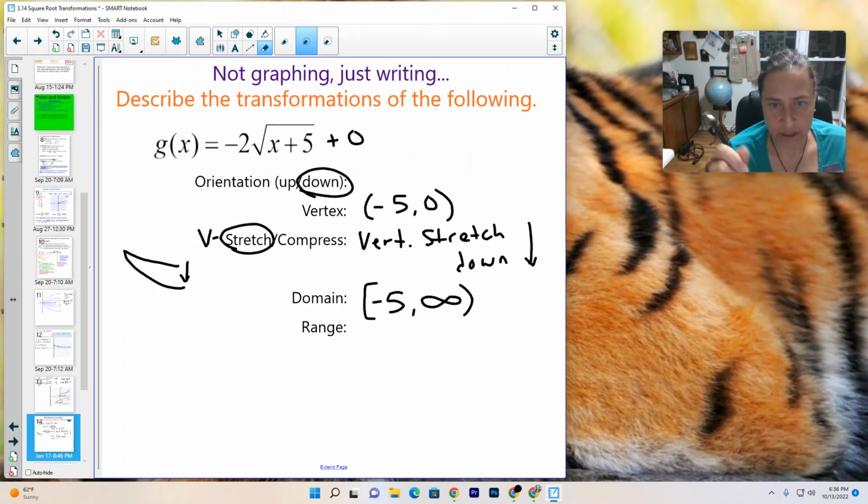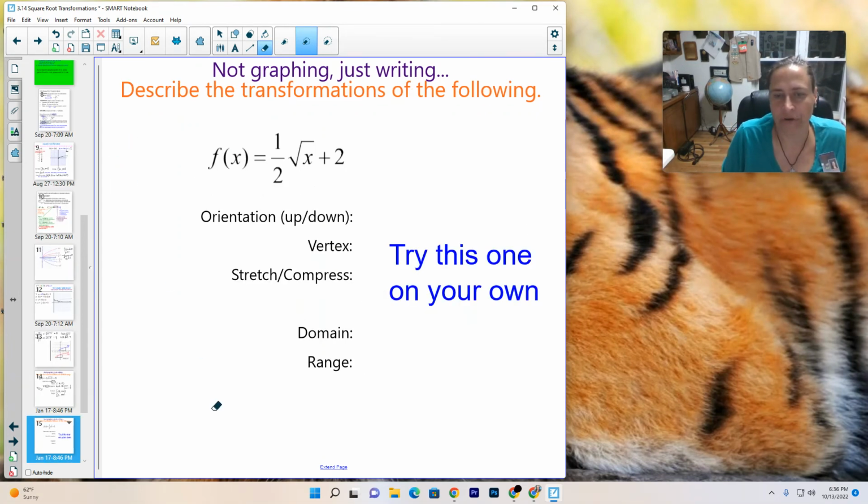My range is how low will it go? Well, it's going to hard start, so solid dot at 0, and it's going to go up through infinity again. All right, give you a chance to try this one on your own. Please hit pause and give this one a shot in your notes. Don't hit play until you actually try this one.